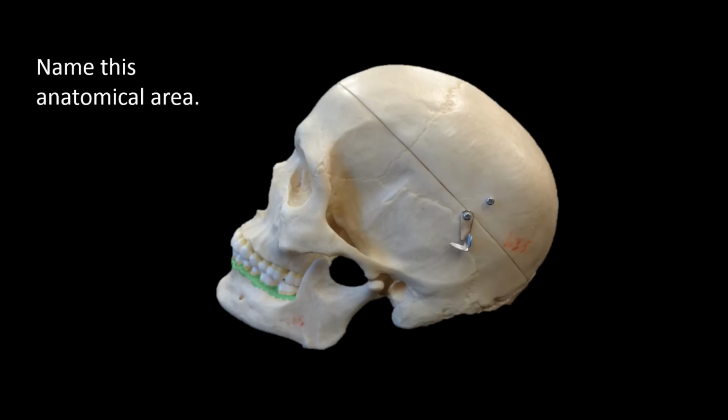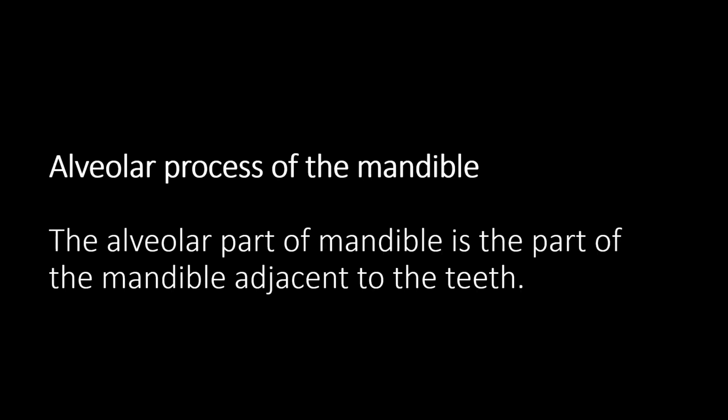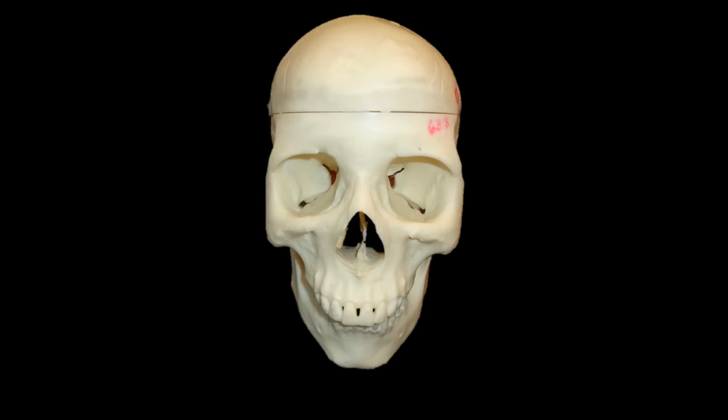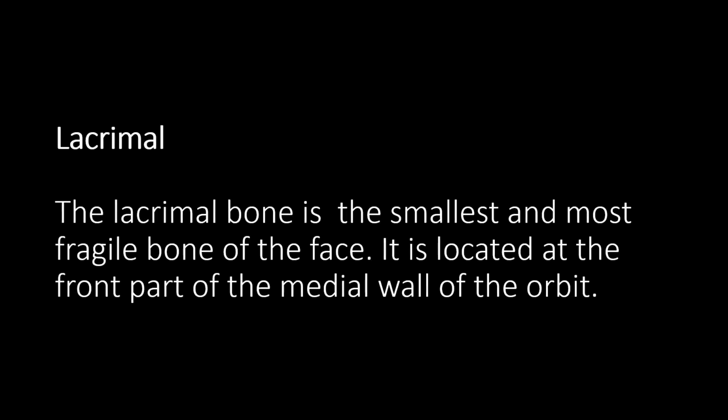Name this anatomical area. Alveolar process of the mandible. The alveolar part of the mandible is the part of the mandible adjacent to the teeth. Name this anatomical area. Lacrimal. The lacrimal bone is the smallest and most fragile bone of the face. It is located at the front part of the medial wall of the orbit.